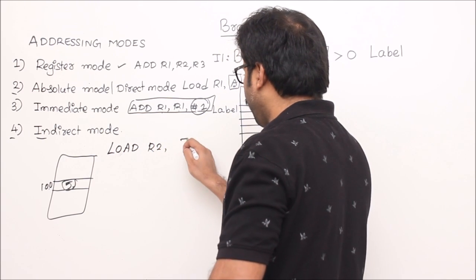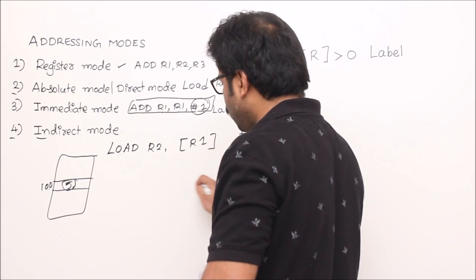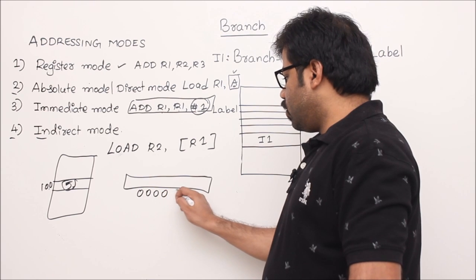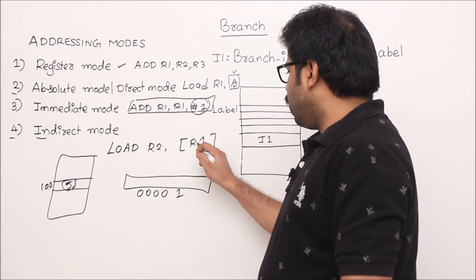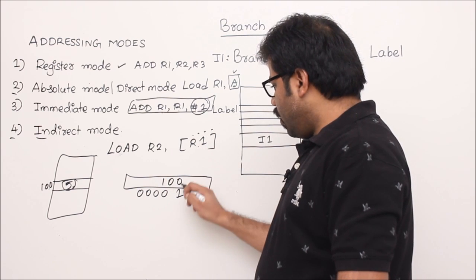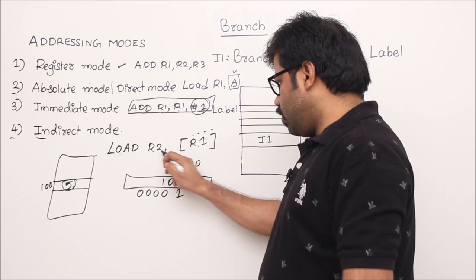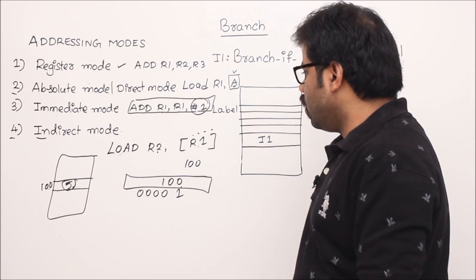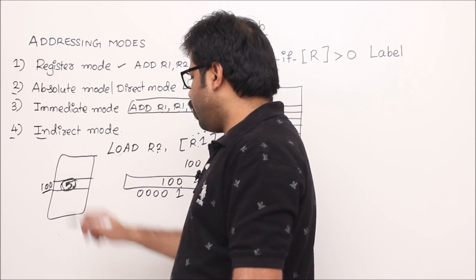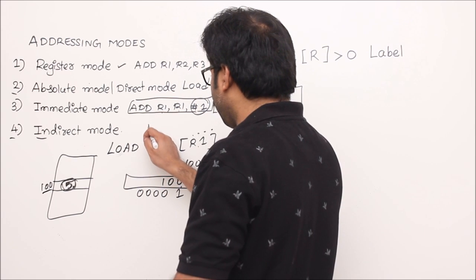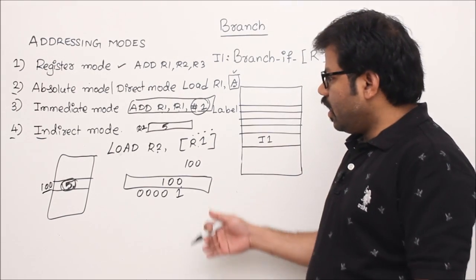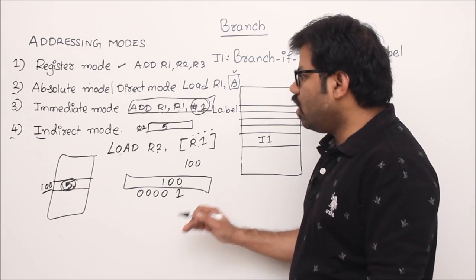Load R2 with R1. Very simple. For that, first we should go to R1. Let us take this as 000001. Now here we will be writing 0001. Here it contains 100. Go to R1, fetch the value which is 100, don't store it into R2. Then that is absolute mode. Then go to 100, fetch the value in that memory location, which is 5, and store that into R2. So finally in R2, 5 will be stored. Then we say that your instruction is in a mode called indirect mode.